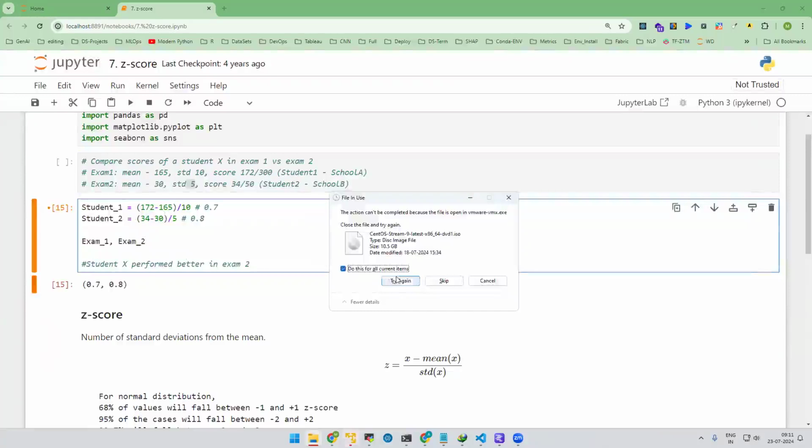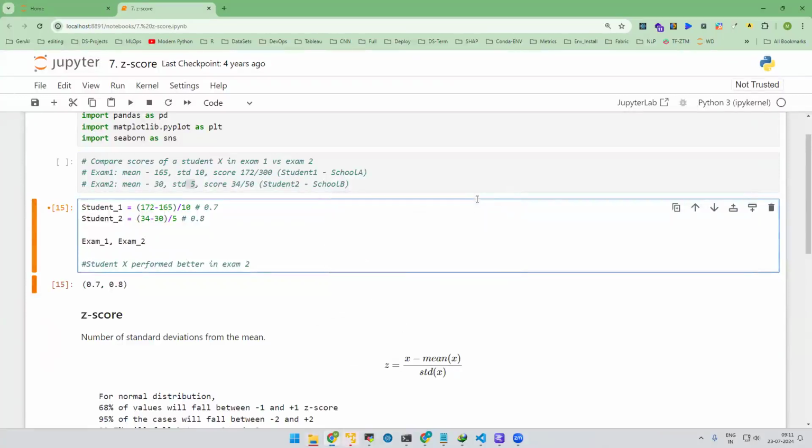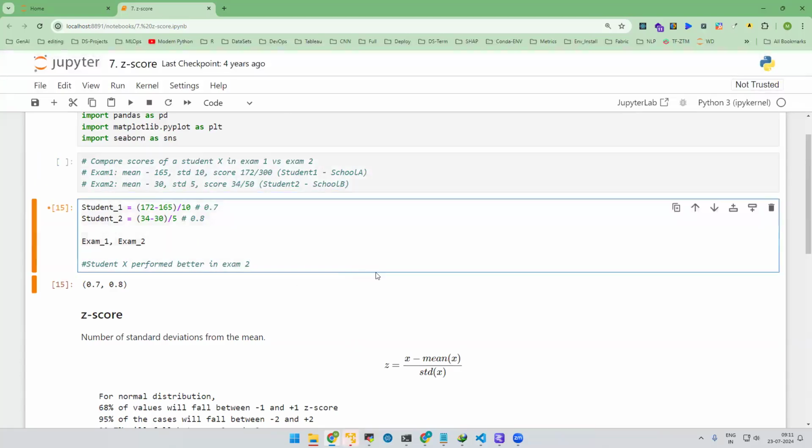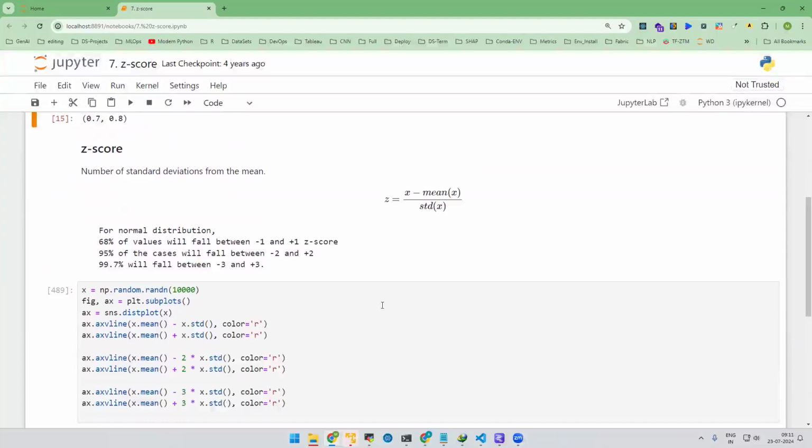Sir, for student one and student two, when the out-of marks were different, only at that time can we use the Z score for checking? Yes, when these two are on two different scales, then we use it. The scale is different. Okay, sir. All right.